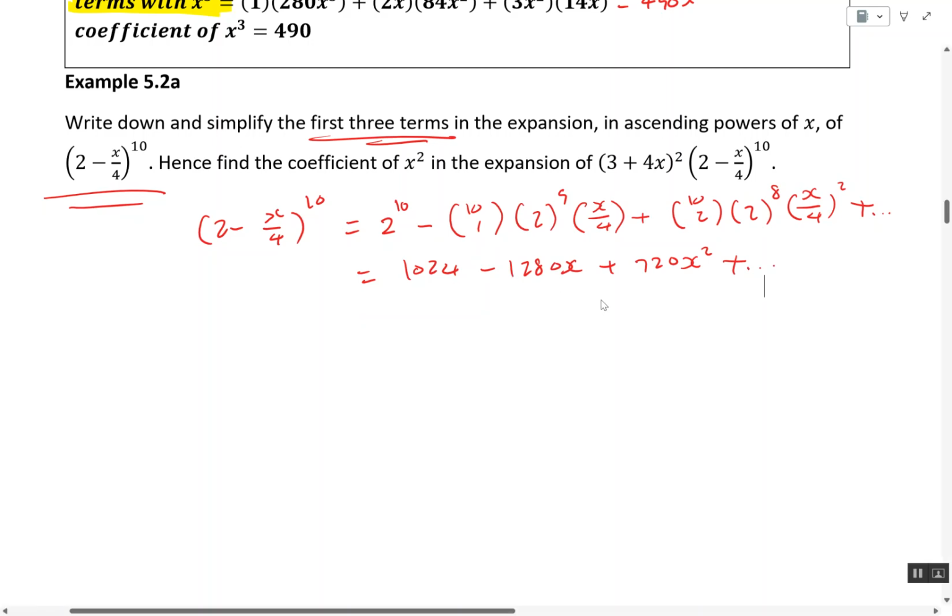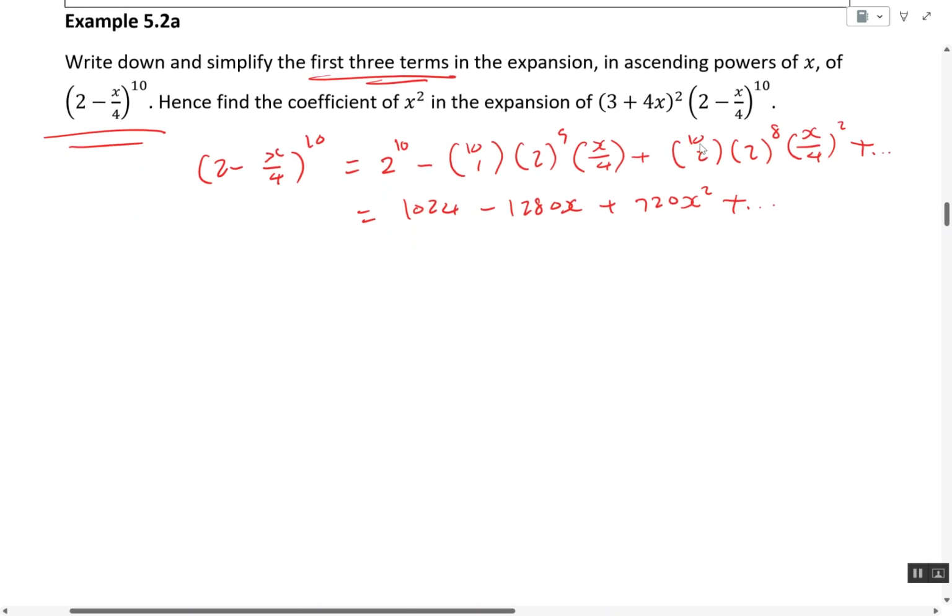So this one is nothing new, just using a binomial expansion. The next part where they say, hence, find the coefficient of x squared in the expansion of these two. This is what I want you all to always do when you are doing such questions: write out the original form first, which they ask you to expand.